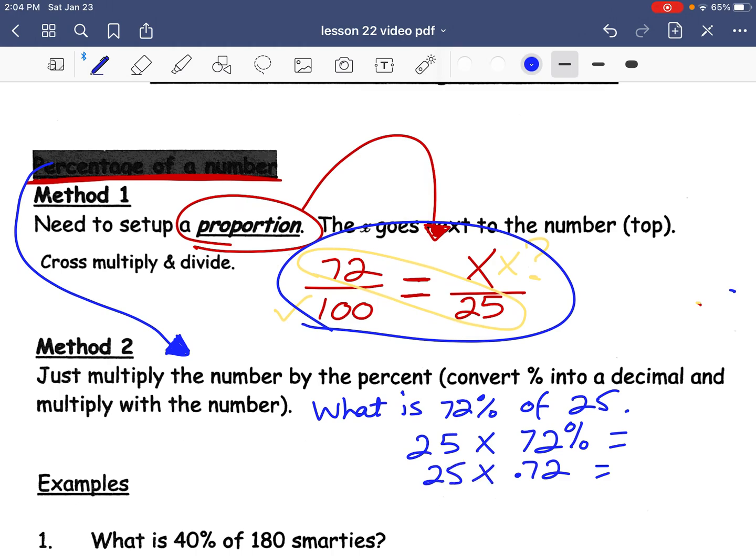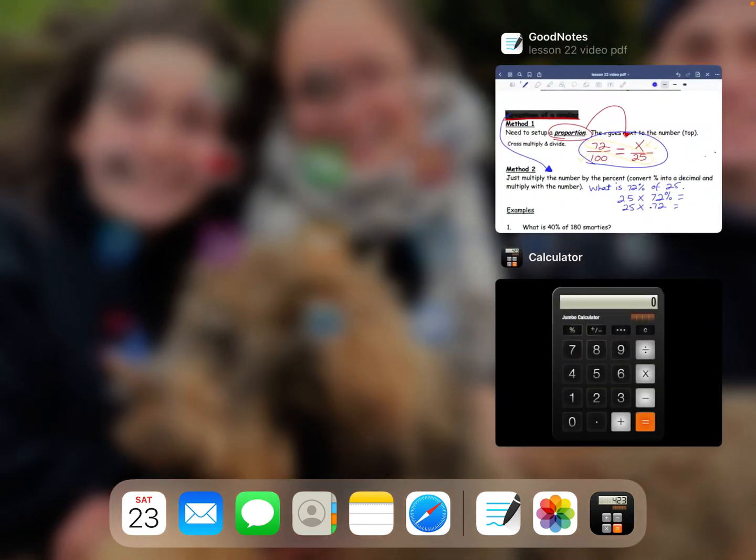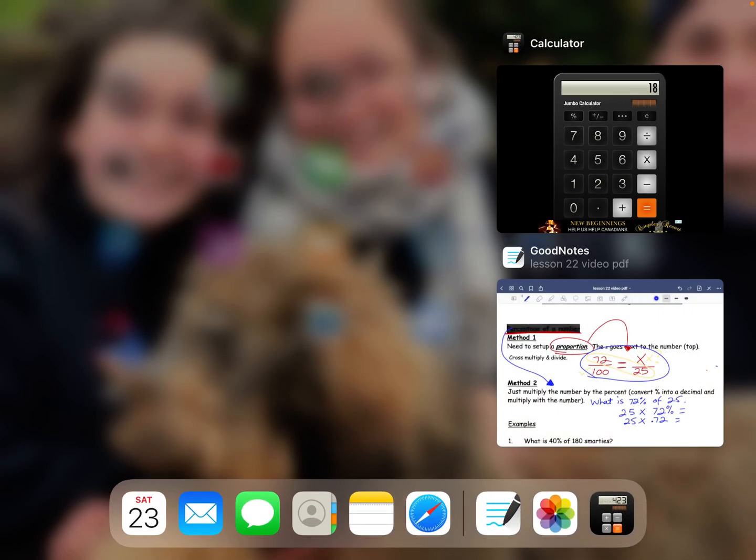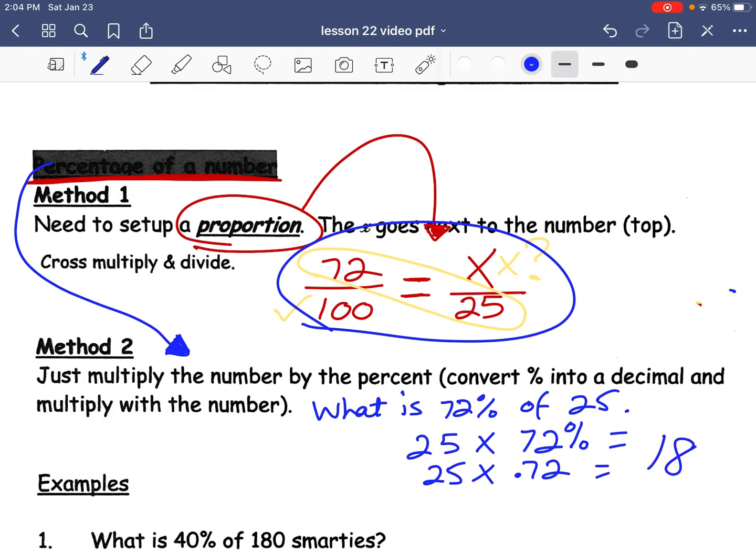If I show you by going to my calculator, I do have a percent button that you can see. So I would have 25 times 72, and I would press on my percent button. See how it changes it to decimal 0.72? Some of your calculators might do that. Equal sign. I get an 18 as an answer here. So 18 out of 25 would give you 72%.